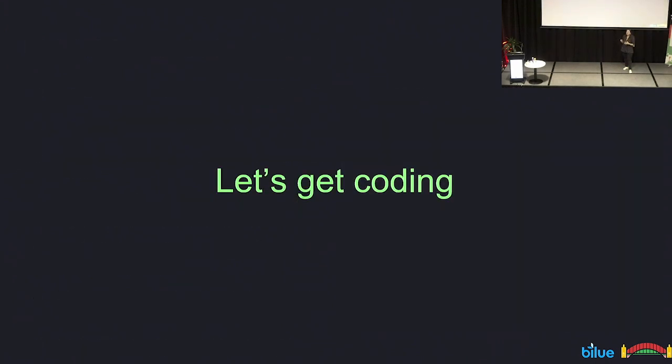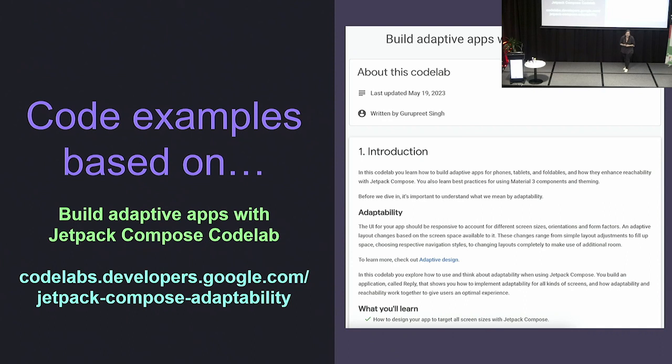So how do we put some of this stuff into code? My code examples today are based on the Build Adaptive Apps with Jetpack Compose code lab. Definitely go check it out if you're looking at getting started in this. It goes into a lot more detail, into some navigation tips and things like that. I'm just scratching the surface with this, but I've used it as a basis for some of my code examples.